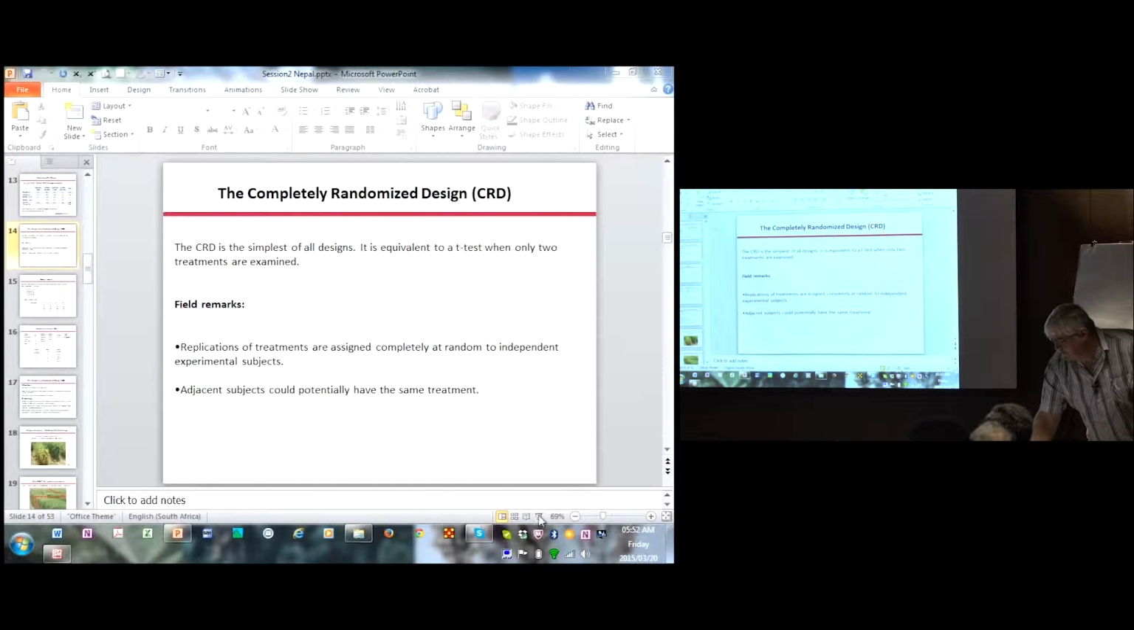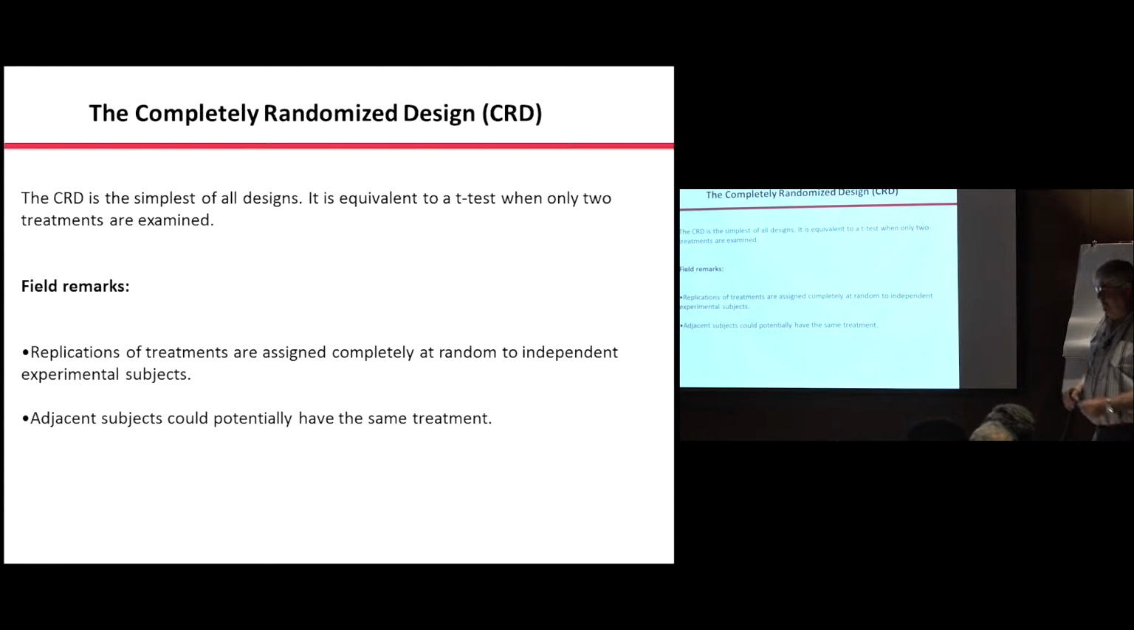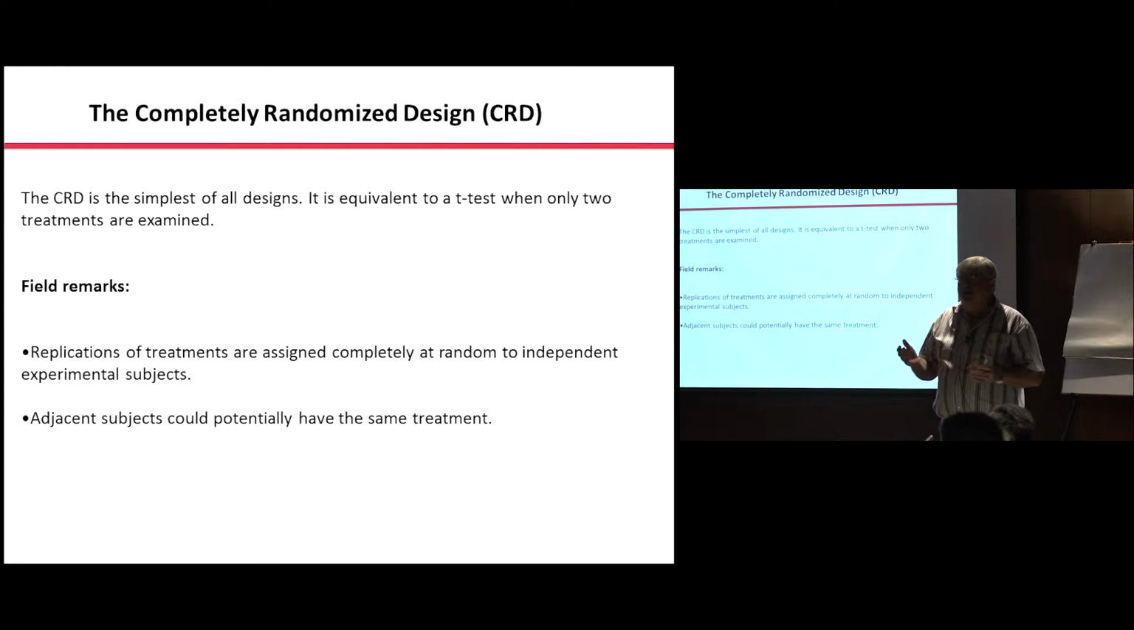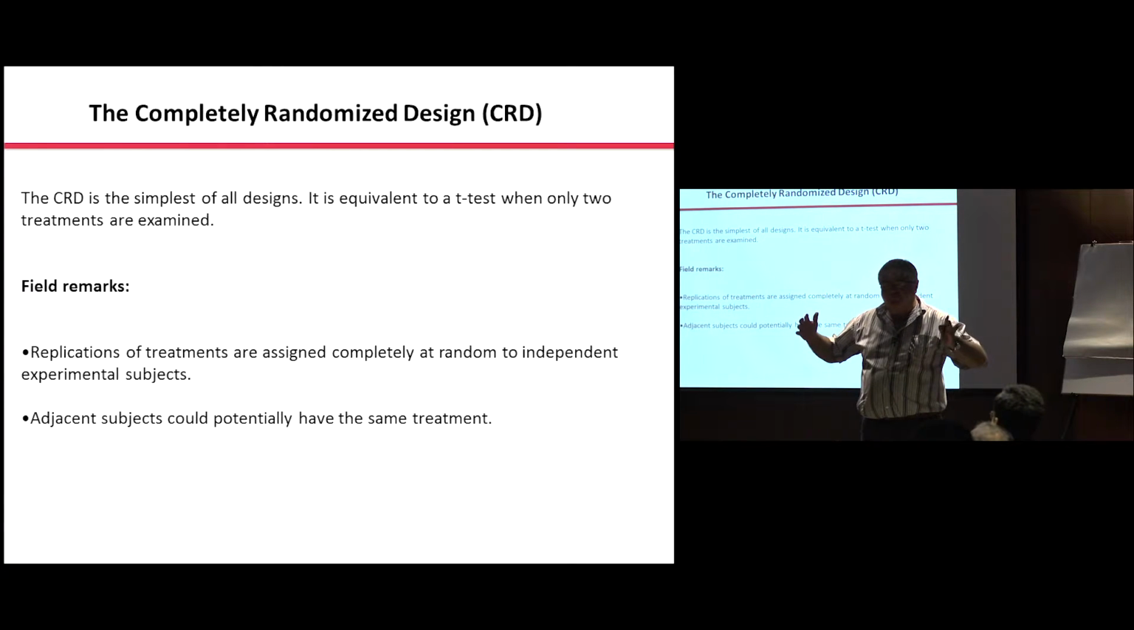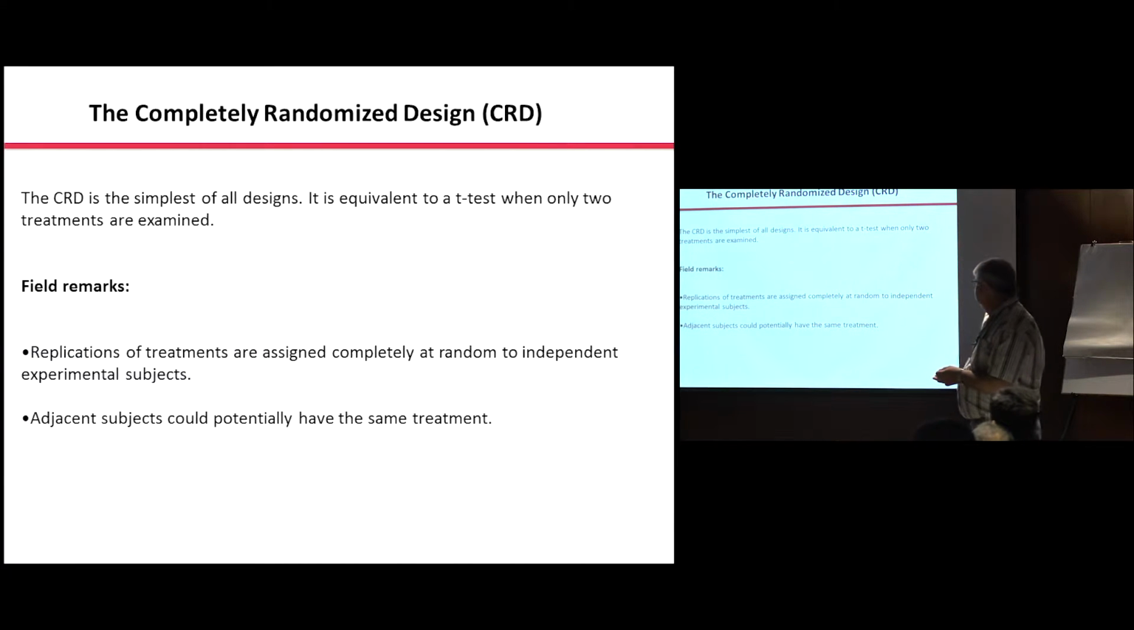So let's have a look at some of the different designs. One of the most simple designs that you can use is what we call a completely randomized design. Now that's a very simple design, and the idea of a completely randomized design is when you have a uniform environment. So in other words, you're not looking at variation in the environment, or it's minimal, and you just want to have a look at your treatment effects.